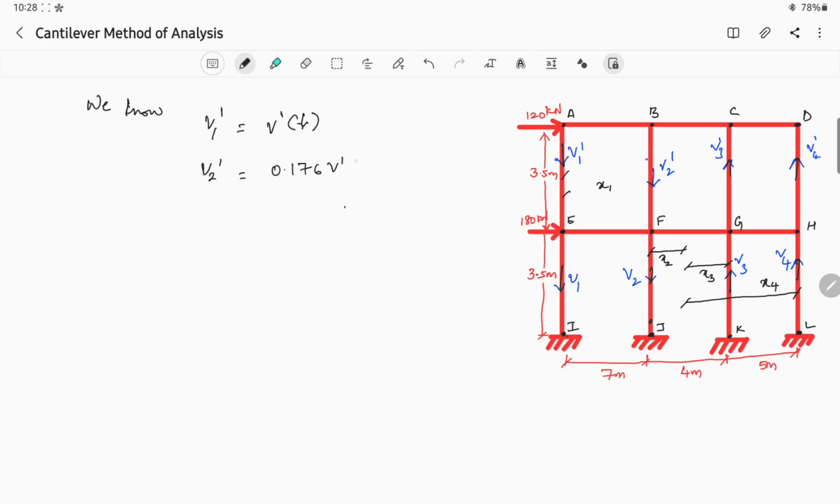Then V2 dash we have calculated already, that is 0.176 V dash, which is going again in downward direction. Similarly, V3 dash is equal to 0.294 V dash, which is going in upward direction. Similarly, V4 dash is equal to 0.882 V dash, and this is also going in upward direction. Now in the previous case we took moment at this location; now we'll take moment at this location, and we'll name this point as Z.